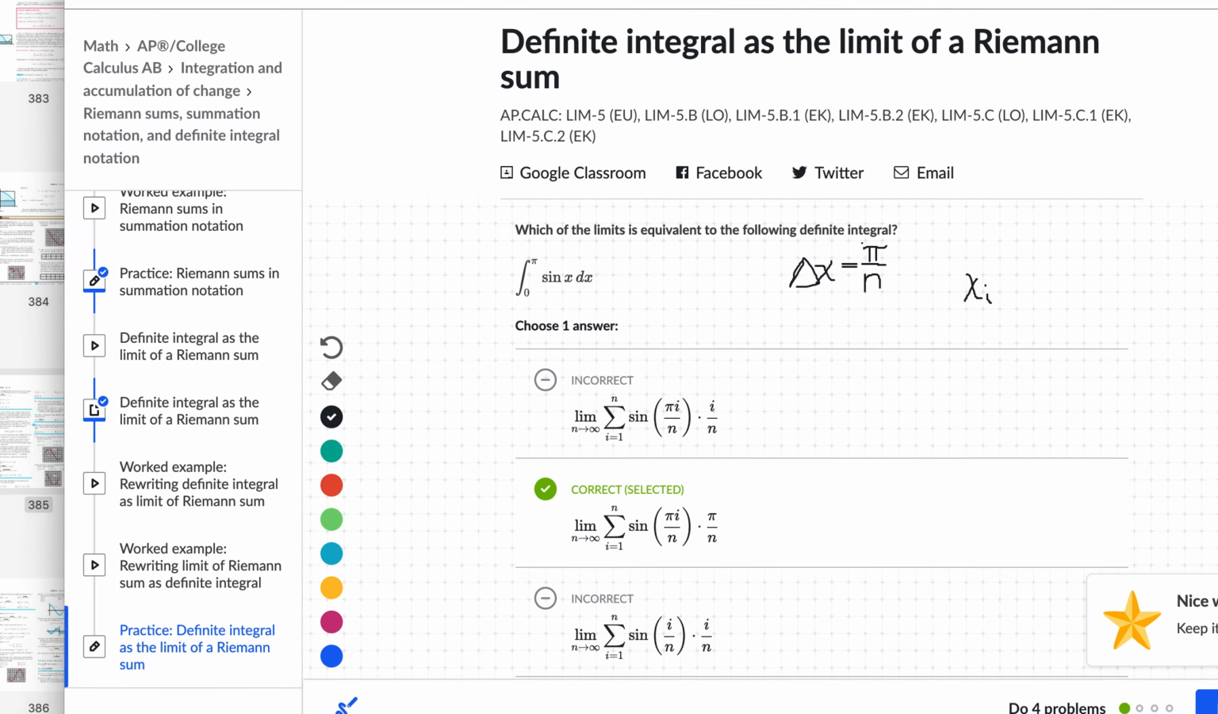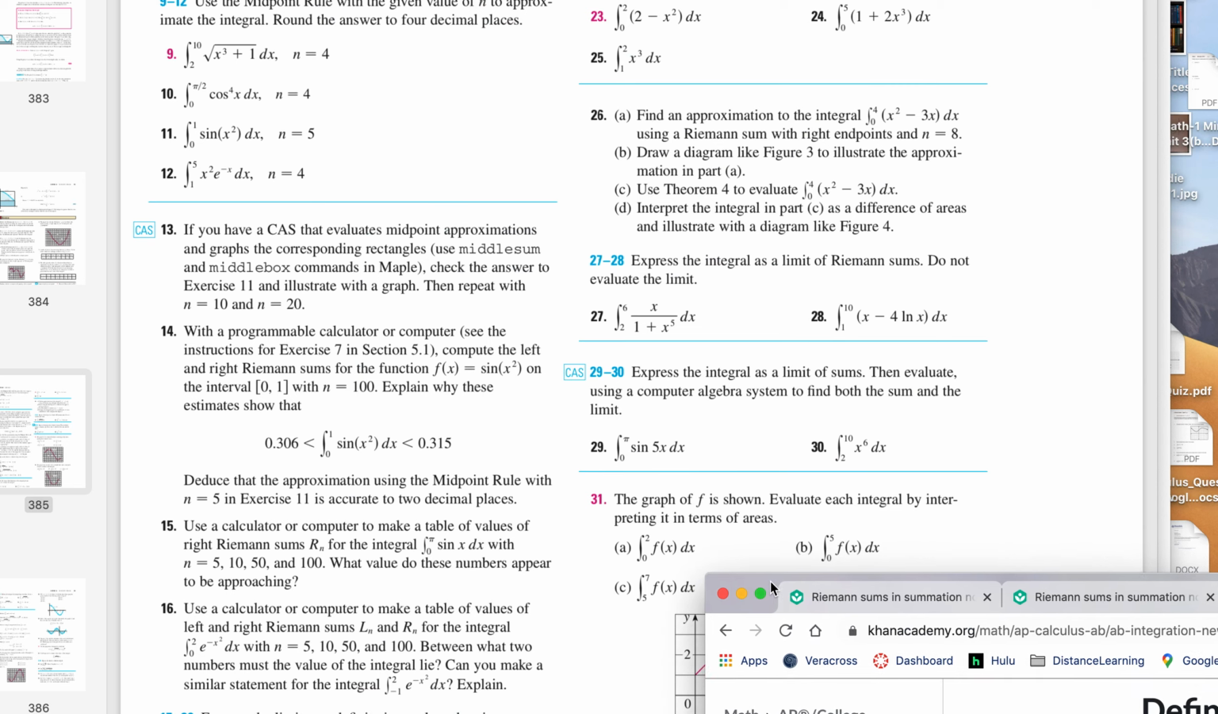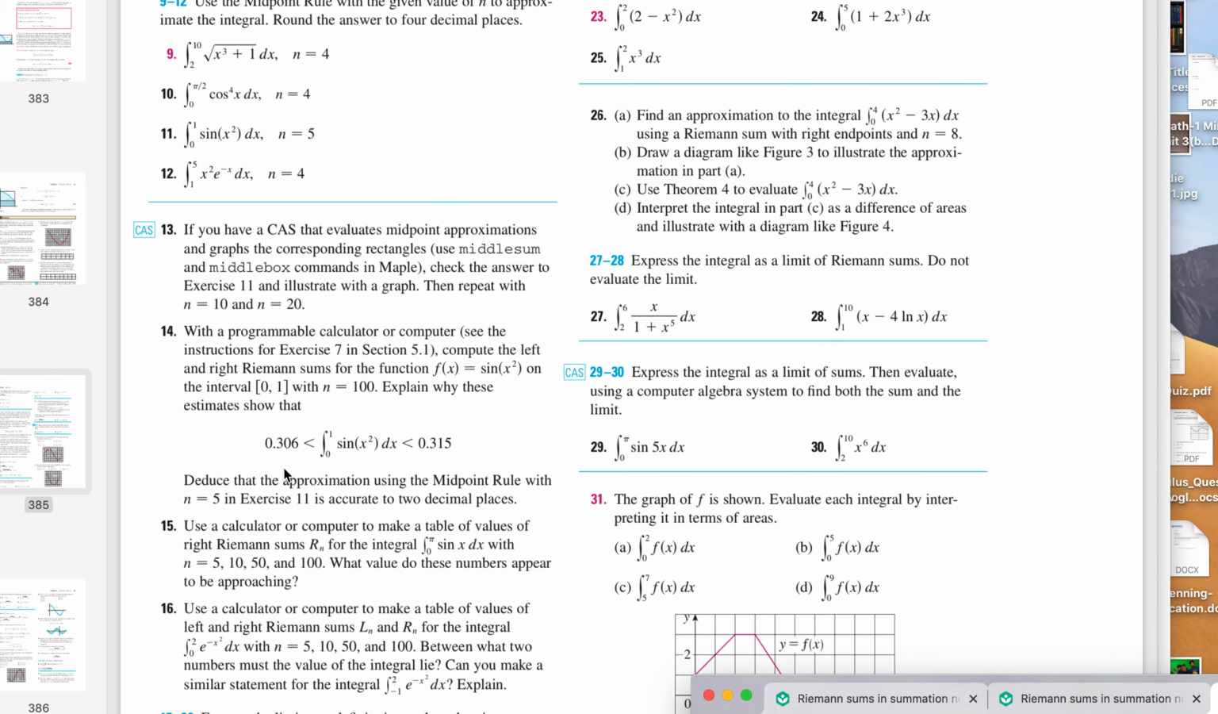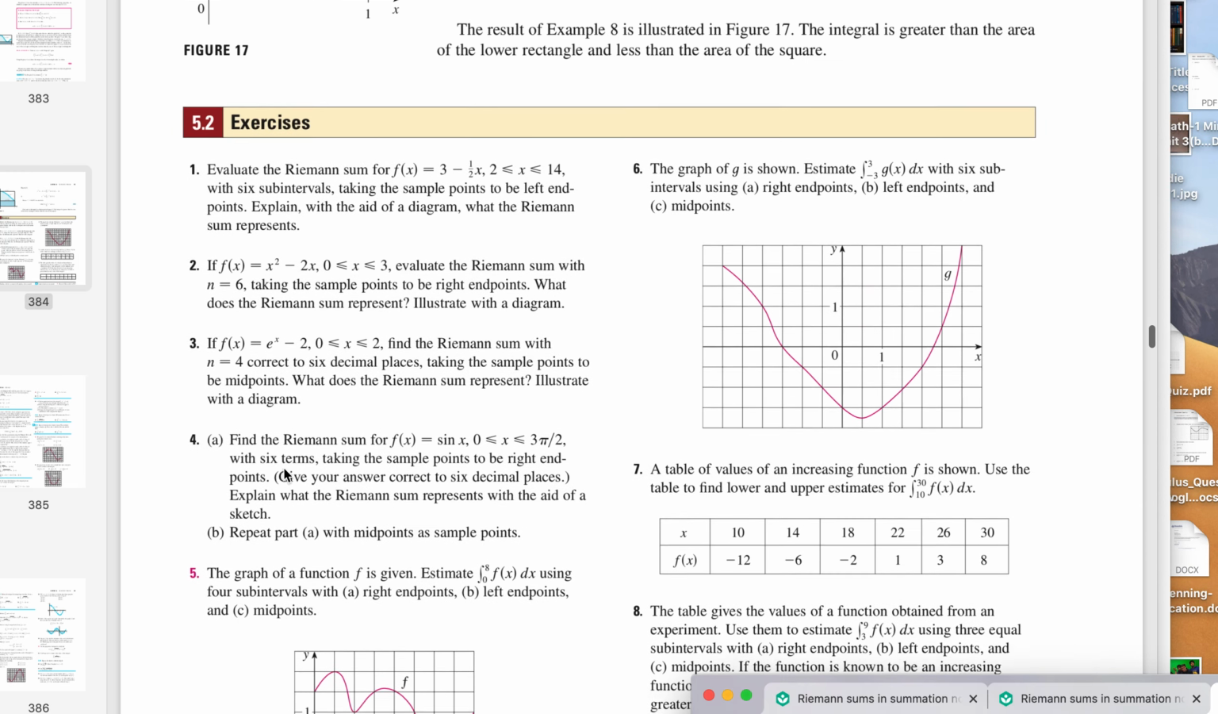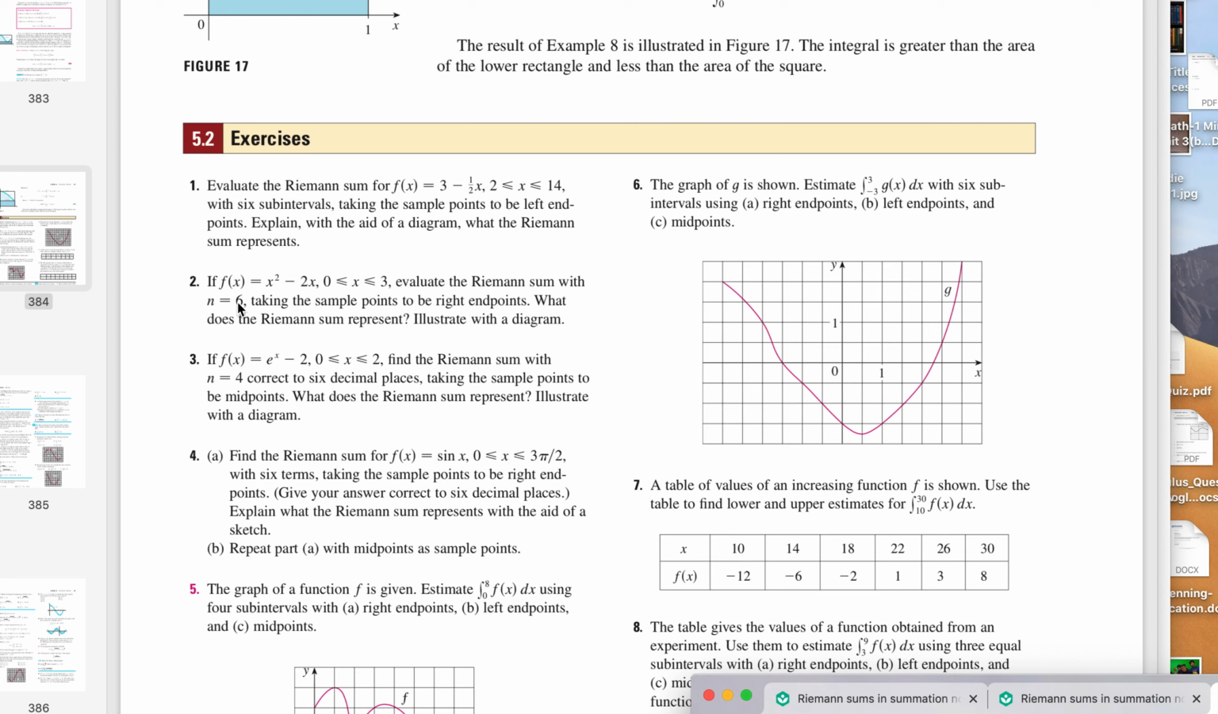Now if we go to the textbook just quickly, because that's part of your homework as well, you can see these early problems should be right in your wheelhouse, where they're giving us a very simple function. They're saying use the Riemann sum with n equals 6, so 6 slices, starting at 0, going up to 3, so that's going to be every half unit will be a slice, and then it says what does the Riemann sum represent, and then just draw that picture and work that out.